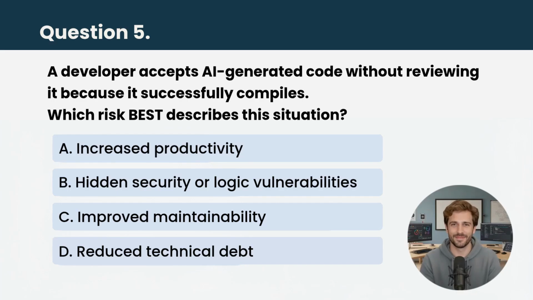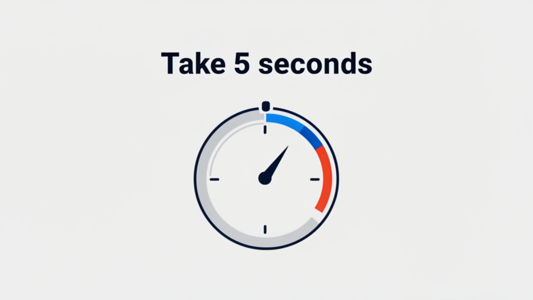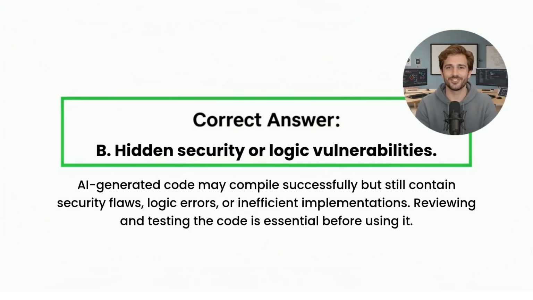Question 5. A developer accepts AI-generated code without reviewing it because it successfully compiles. Which risk best describes this situation? A. Increased productivity. B. Hidden security or logic vulnerabilities. C. Improved maintainability. D. Reduced technical debt. Take 5 seconds before answering. The correct answer is B.